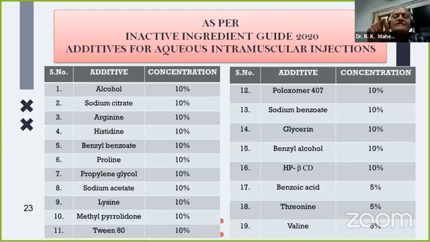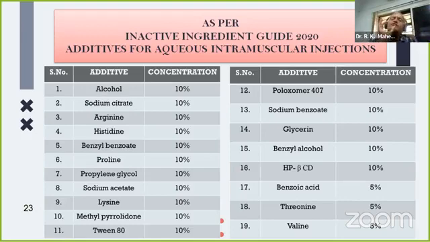Now you see, this is the list of additives which are employed in intramuscular injection as per the Inactive Ingredient Guide 2020. This book is referred to by the pharmaceutical manufacturer to find out the drug additive concentration. So you see, in these concentrations, these additives are safe for intramuscular injection. Number 2, sodium citrate 10% you can utilize in your formulation. Number 8, sodium acetate 10% can be employed. It is also safe. Then number 13, sodium benzoate 10% can be employed.